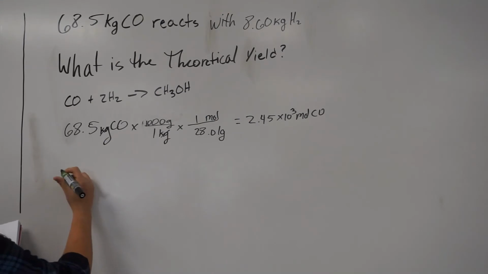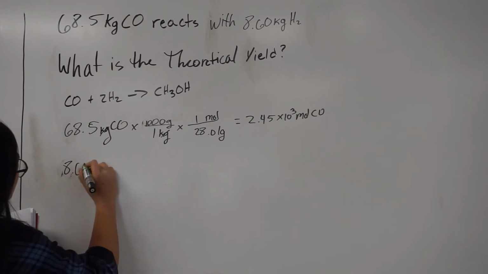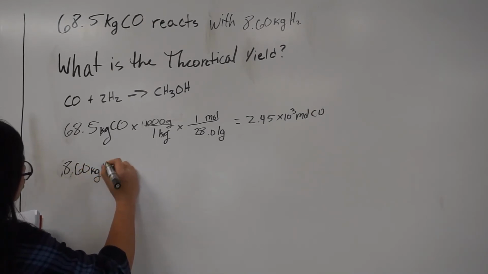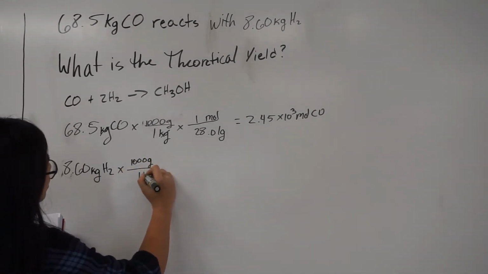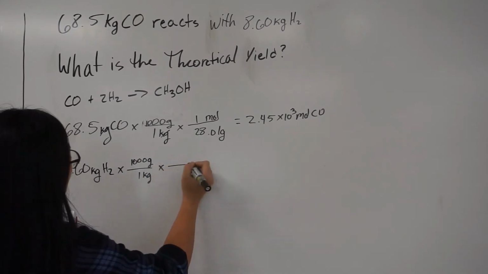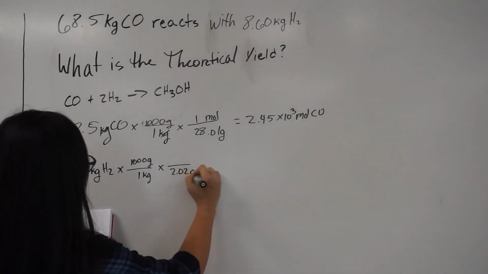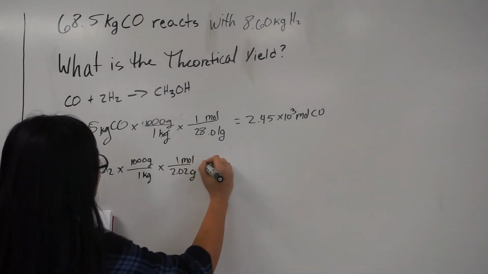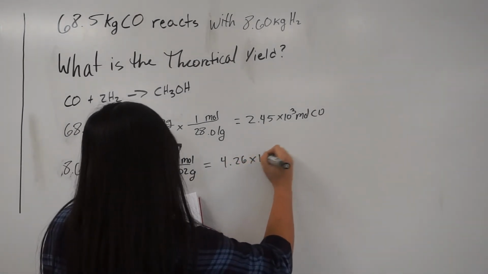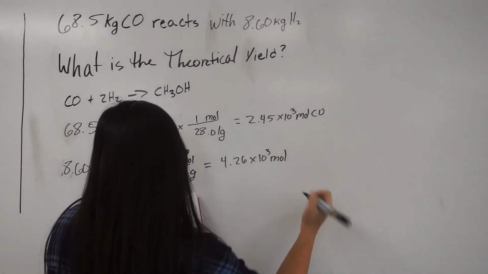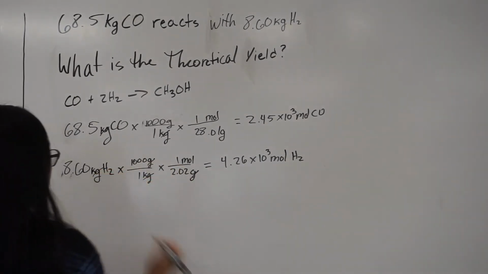Then you need to do the same thing to H2. So it's 8.60 kilograms of H2 times 1,000 grams over 1 kilogram, and multiply that by the molecular mass of 2.02 grams to equal 1 mole. And that equals 4.26 times 10 raised to the third moles of H2. Again, grams and kilograms all cancel out, so you're left with moles.